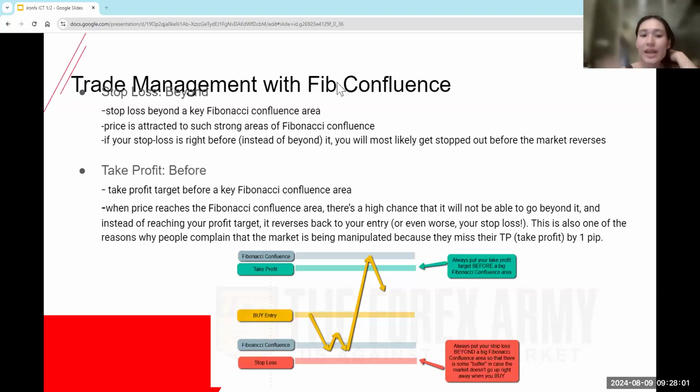Okay, and next, your take profit should be placed before a key Fibonacci confluence area because when price reaches that area, so again, it doesn't have to be Fibonacci, it could be swing lows or swing highs again. And once it reaches the confluence area, there's a high chance that it won't be able to go beyond it. And instead of reaching your profit target, it reverses back to your entry, or even worse, your stop loss. Okay, so that's one of the reasons why people complain that the market is being manipulated, maybe because they missed their take profit by 1 or 2 pips.